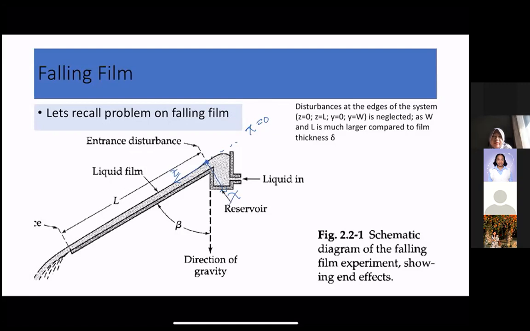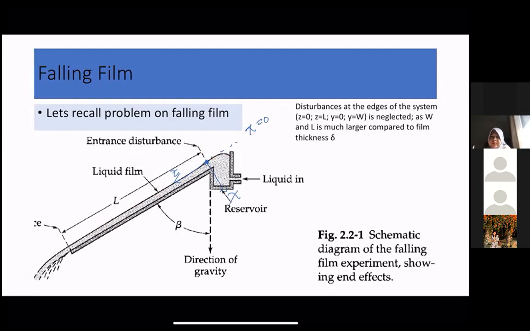You can open your notes if you want. What is the boundary condition when x equals 0? Do you remember? If not, let's try to identify what the boundary conditions in this system are. Would anyone like to volunteer?